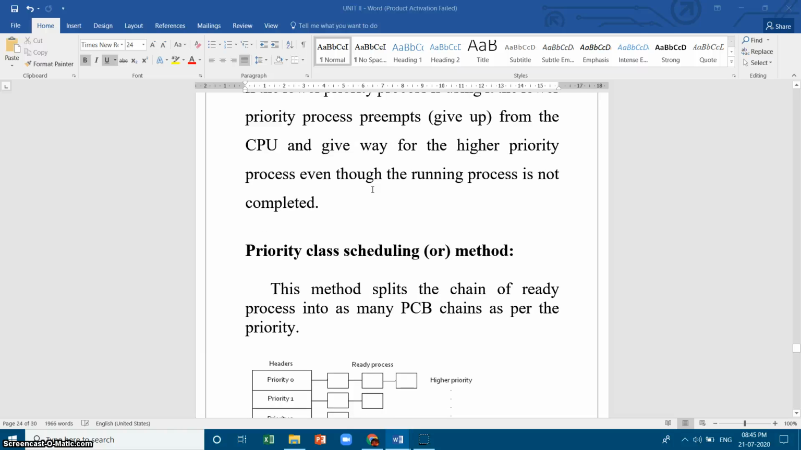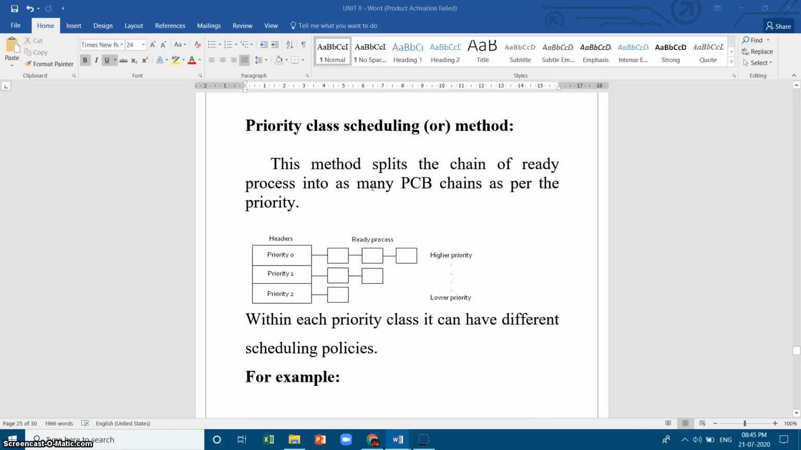The next method is your priority class method. The first method we saw was the round robin method, which is based on your time slice. The second method is your priority method. In the priority method, we saw about internal priority and external priority. Then we saw about non-preemptive scheduling and preemptive scheduling. The next one is the priority class method.